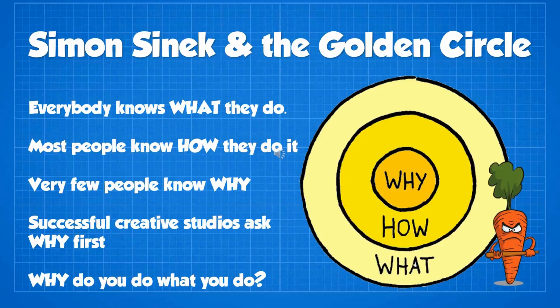Simon Sinek is a motivational speaker and inspirational speaker that consults with companies all over the world about their business problems. And he has a philosophy called the golden circle. Everybody knows what they do, and most people know how they do it, but very few people know why. And the reason why is a motivation. It's the carrot or the stick. It's what is it that's compelling you? Why are you doing what you're doing? And you need to ask yourself that question, but you also need to ask it from the standpoint of, why does a customer care about what I'm doing?